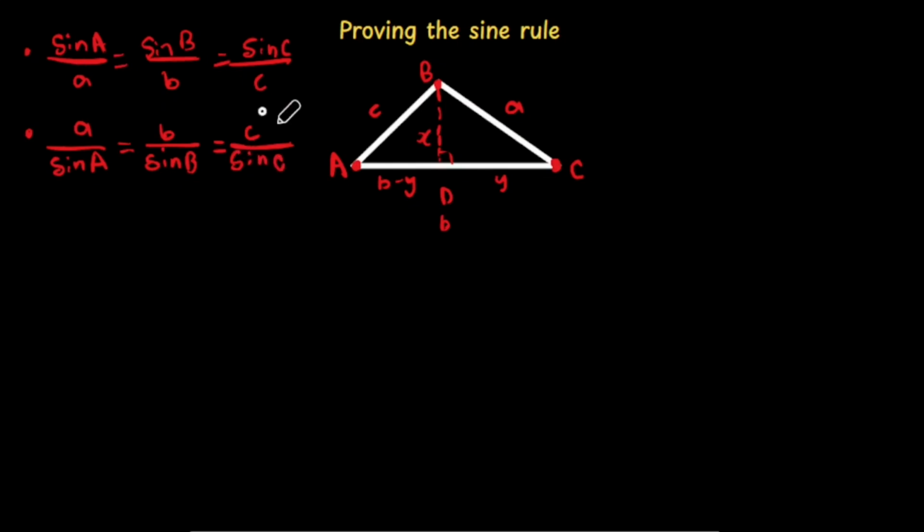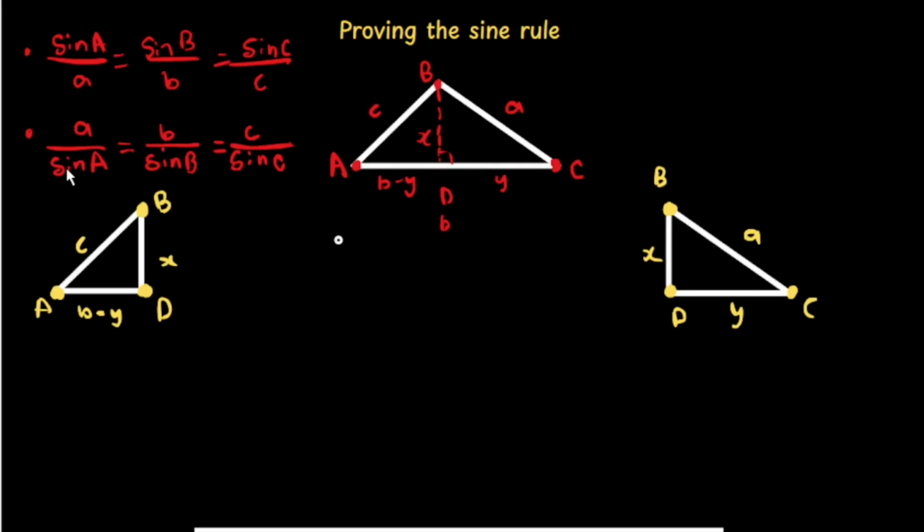And that is our sine rule right there. Now, in order to prove either one of these rules, it's quite simple. Like I said, we divide our large non-right angle triangle into two smaller right angle triangles, and we are going to work with each right angle triangle separately.